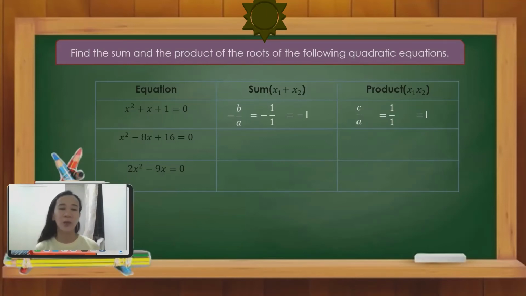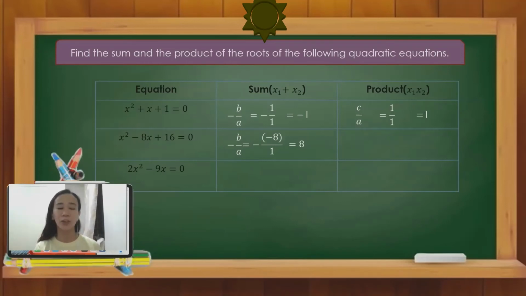Now, try the equation x squared minus 8x plus 16 is equal to 0. What's your answer for the sum of the roots, Guadans? If your answer is 8, you are doing a wonderful job. Let us check. Negative b over a. Our b is negative 8 and our a is 1. Negative times negative 8 is 8. Divided by 1 is 8.